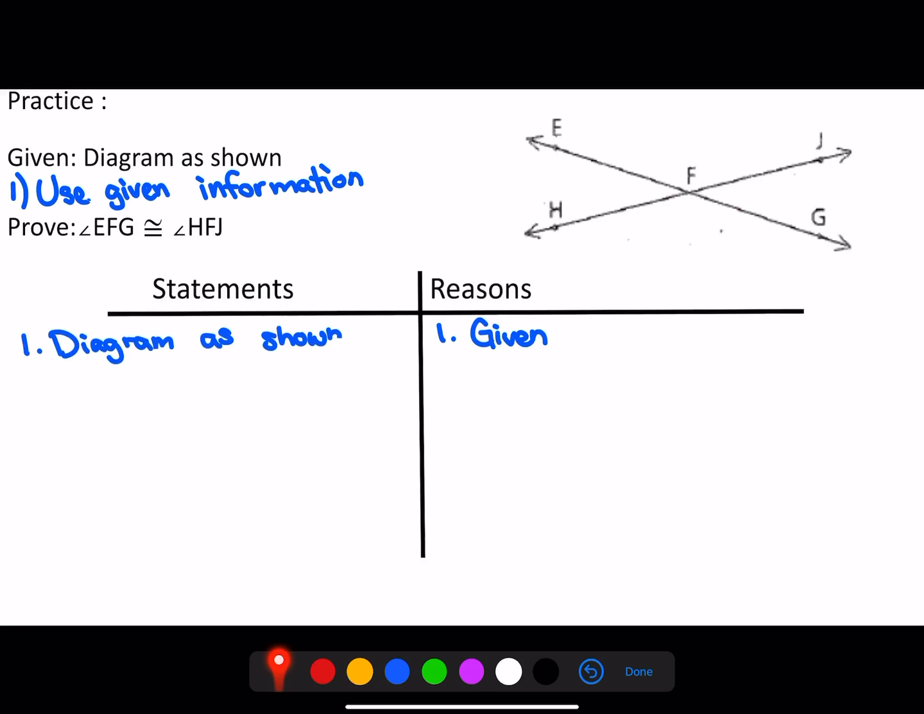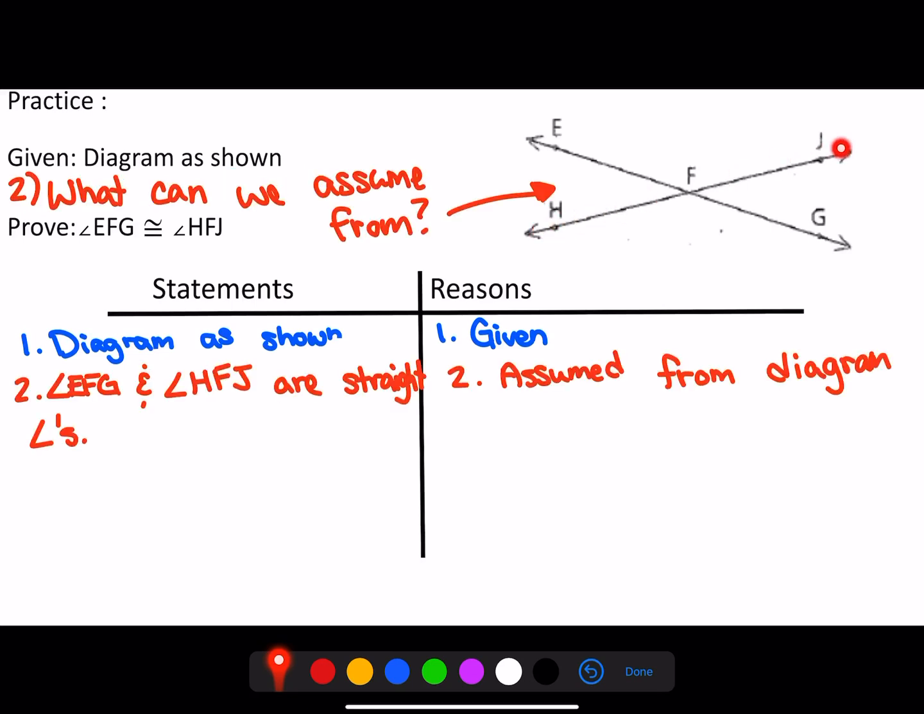So I can say, for my first statement, diagram is shown. That's what they give me. They just give me this diagram. At that point, we can go ahead and talk about the angles. So what can I assume from this diagram here? Well, I can assume that we have straight angles. I can assume that angle EFG and HFJ are straight angles. Again, that's one of the few things that we can assume from a diagram. So that's my reasoning. It's one of the few things that we can assume from a diagram, so we just write that.